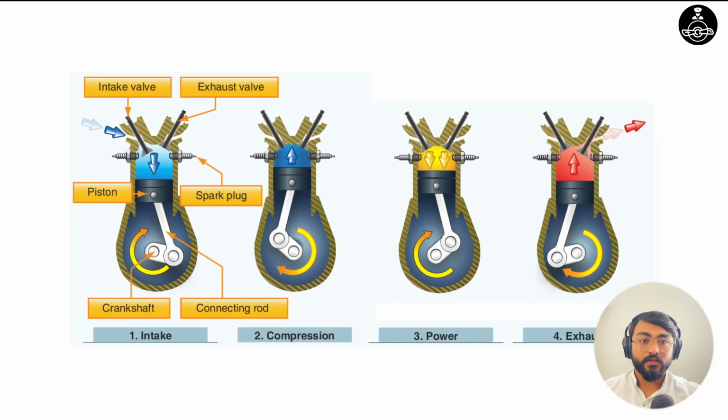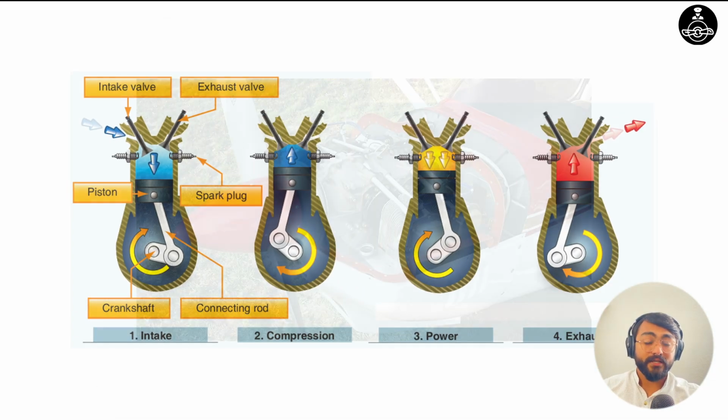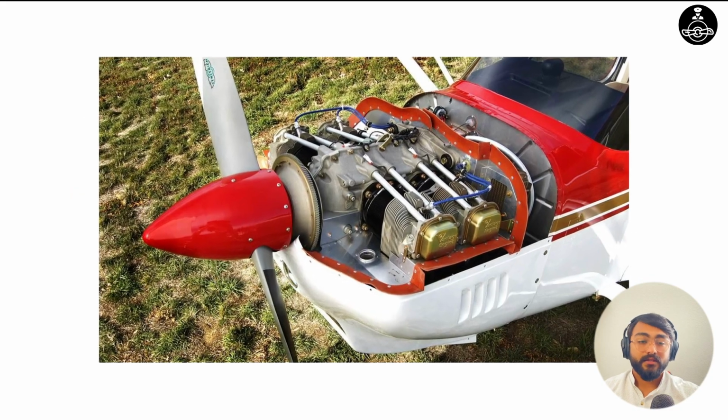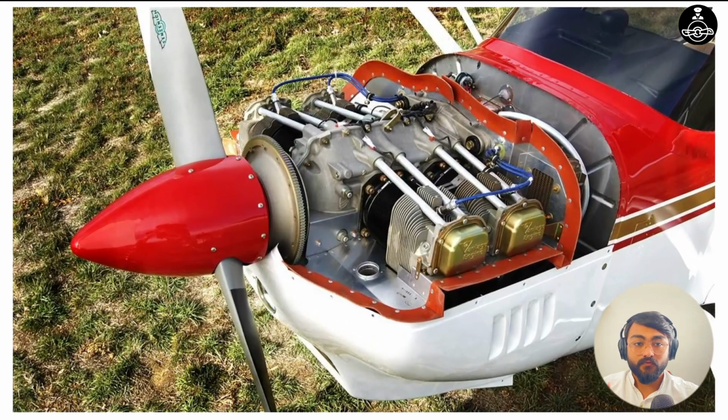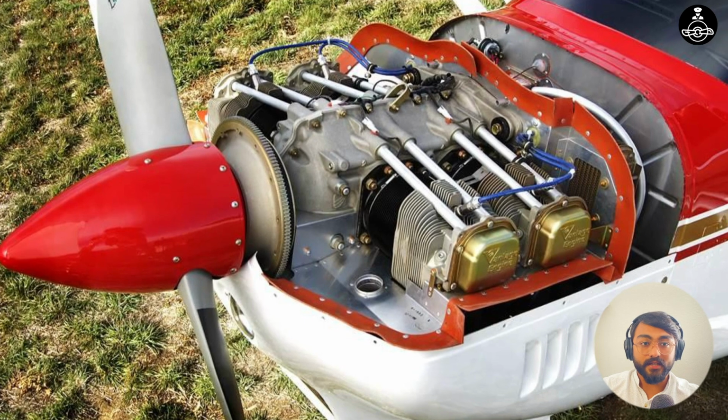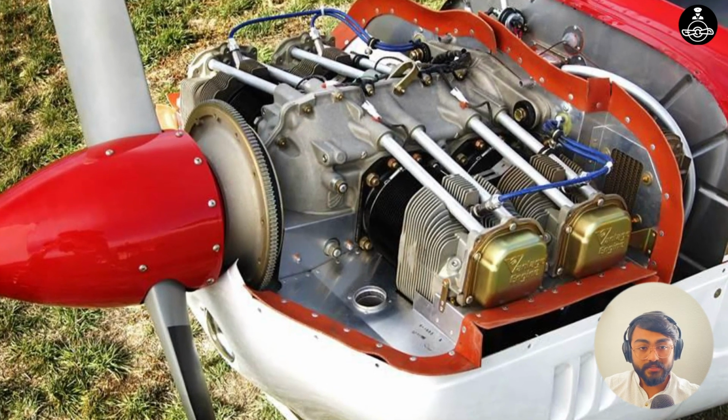So to summarize, we have an engine which has four cylinders oriented like this, and within each of these cylinders, four strokes are occurring constantly, providing power to this crankshaft to rotate the propeller. That's how the four-stroke internal combustion engine works.